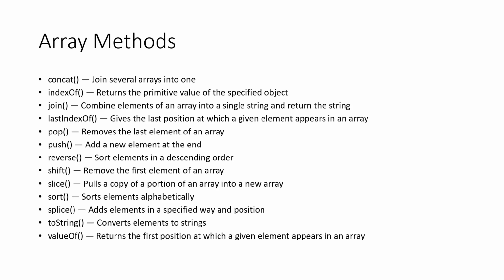Shift, you can remove the first element of an array. Slice, you can get a portion of an array into a new array. Sort, you can sort elements alphabetically. Splice adds an element at a specific position, the place that you want to insert a particular item. toString, you can convert elements to a string. valueOf, it'll return the first position based on a value, right?